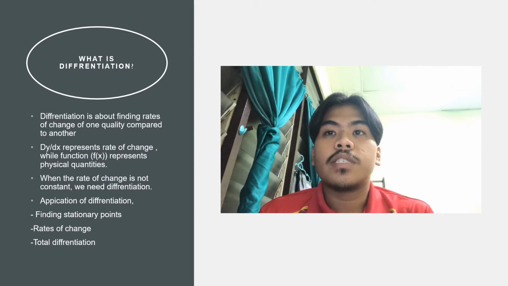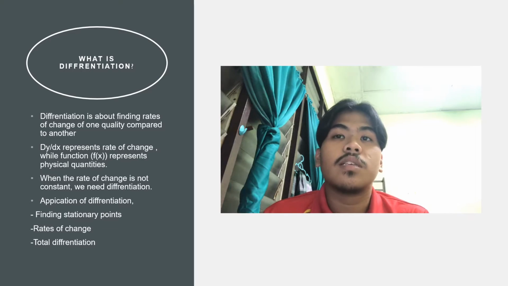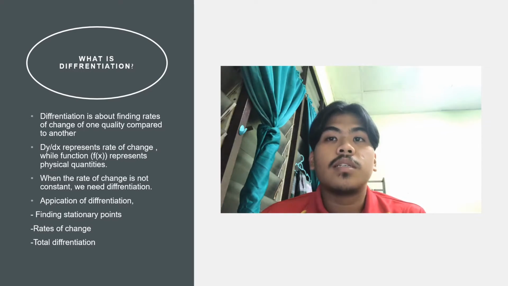So, what is differentiation? Differentiation is about finding rates of change of one quantity compared to another. In differentiation, there is dy/dx and also f(x), which is the function. dy/dx represents the rate of change, while the function f(x) represents physical quantities. When the rate of change is not constant, we need to use the differentiation method to calculate. There are also three types of application of differentiation that we can use: finding stationary points, rates of change, and total differentiation.